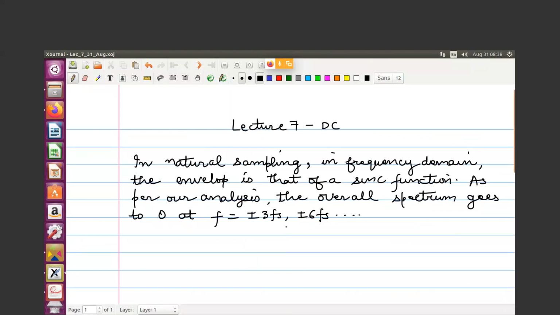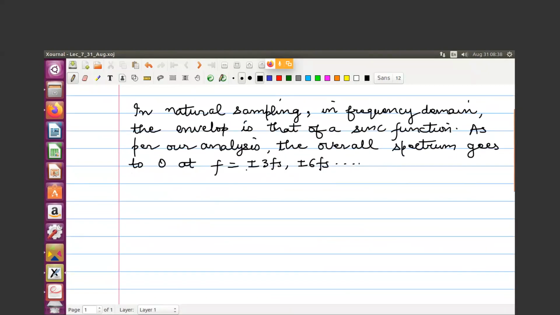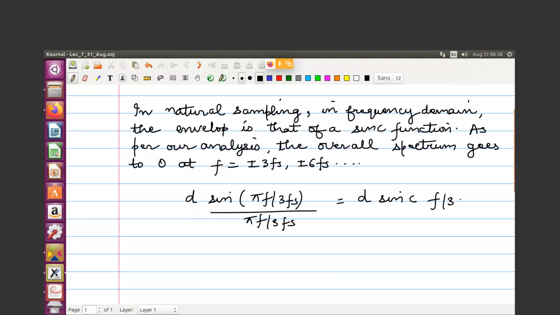Okay. So if we need to draw the envelope of the sinc function, that function should also have its 0 crossing at plus minus 3 fs, plus minus 6 fs. So such a function, I think, should be d of sine of pi f upon 3 fs upon pi f upon 3 fs. Or this should be d sinc of f upon 3 fs, if we are using the terminology that sinc of x is sine pi x upon pi x.